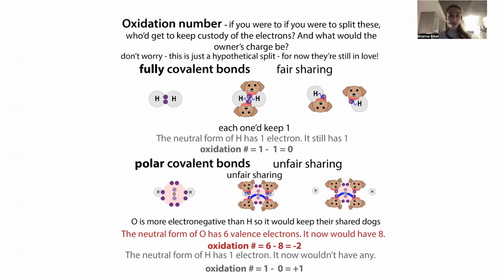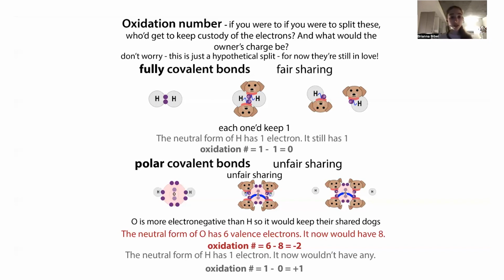So if we can calculate this hypothetical charge that we would get if they were to split up, if they were to be an ionic bond rather than a covalent bond. If they were to just be hanging out together but not actually merged, what would their formal charges be?